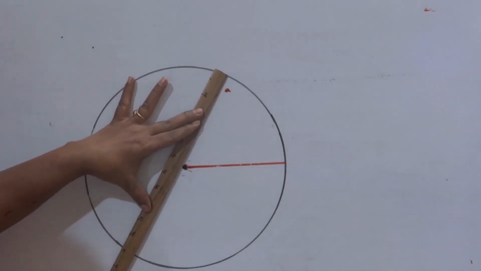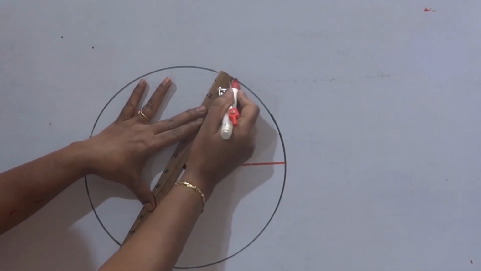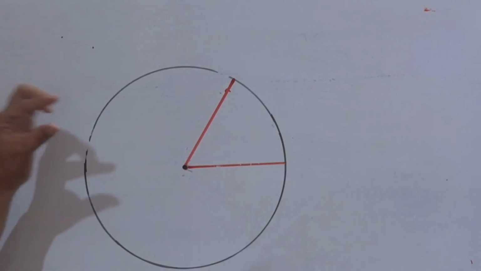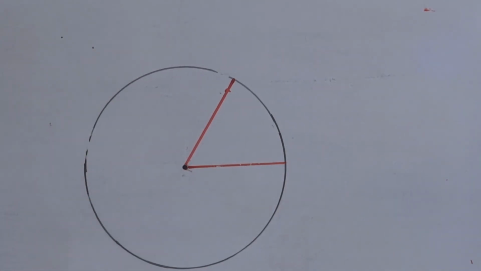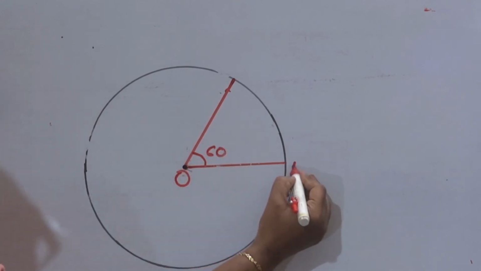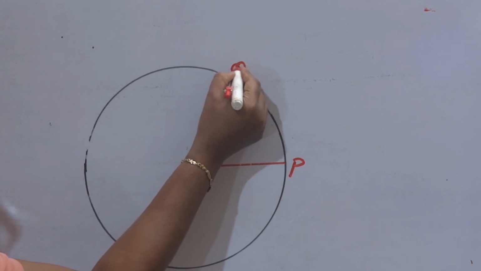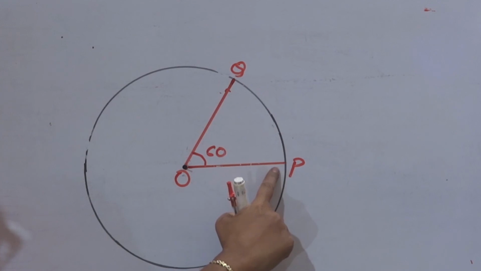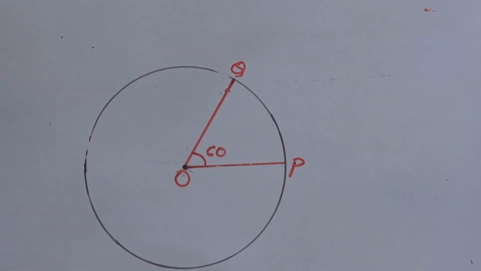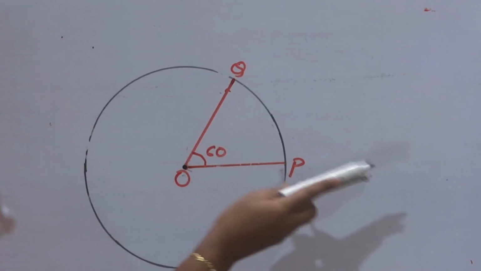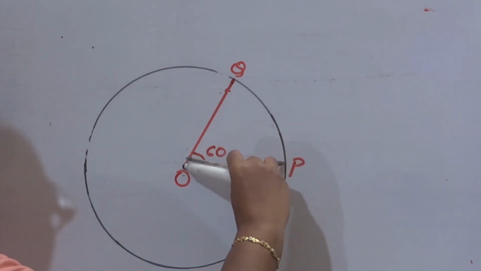Now, we have to join the point on circumference to center, passing through this point of 60 degrees. Now we have 60 degrees here. These two points are end points of the radius. Now we have to make two tangents at point P and at point Q. To do that, we will follow the same procedure. That taking this radius, let us draw a semicircle here.